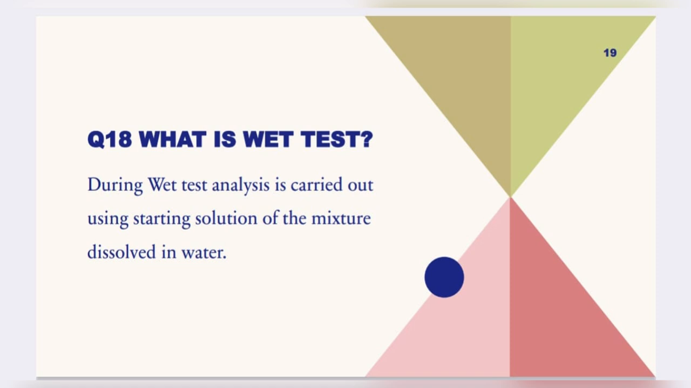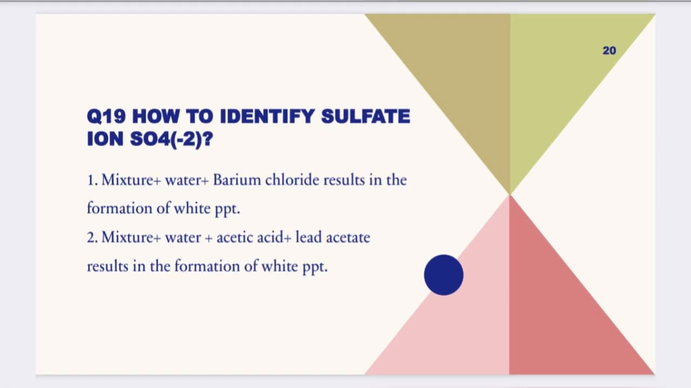Coming to the next question, number 19. How to identify sulfate ion, that is SO4 with a charge of minus 2? There are two methods, my dear friends. First, the mixture is treated with water and then barium chloride is added. It results in the formation of a white precipitate.